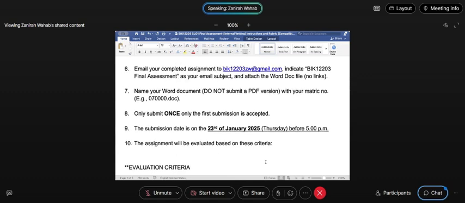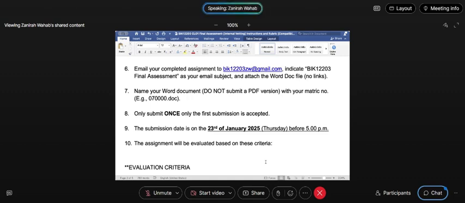Okay, and this is important. Since last week I told you that this will be individual and I don't want anybody to peep at your paper. So everybody must email your completed assignment to this email address that I have created solely for this purpose, which is BIK12203, our course code, ZW, which is my name, Sanira Wahab, at gmail.com.